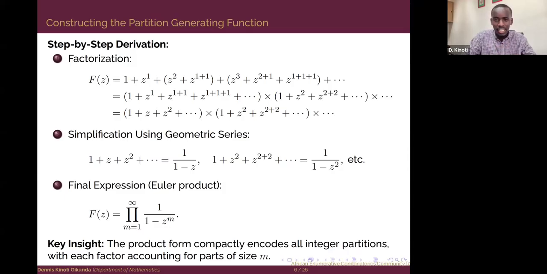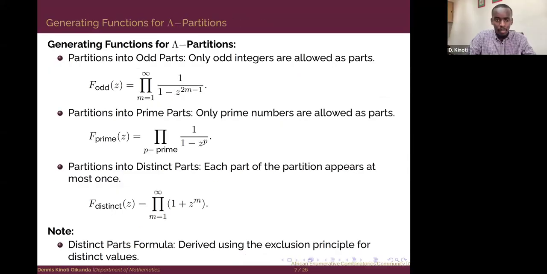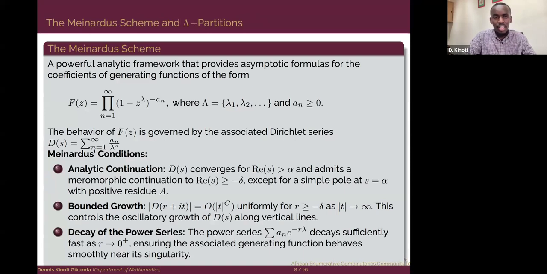So by that, now we seek a method which is called the saddle point method, and we shall come to that. And one of the things that makes it easy for us now to do these asymptotic estimates, I should have given here the generating function for distinct parts. This is not for distinct parts, but it's a kind of general one. So we use the Meinardus scheme, which gives a set of conditions on some Dirichlet series.